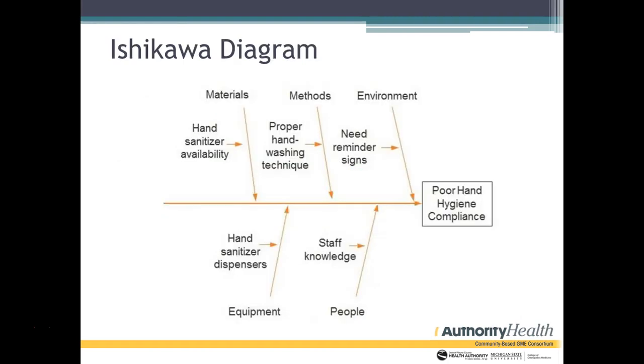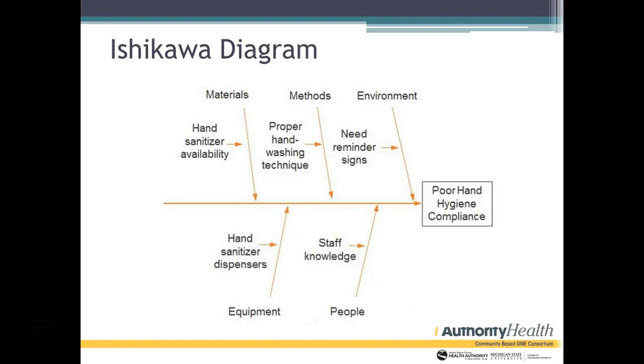And here's an example of the Ishikawa diagram. So your adverse event goes here. And then in this example, it's poor hand hygiene compliance. And then usually the bones of the fish are these common categories. So usually it's something like materials, methods, environment, equipment, and people.